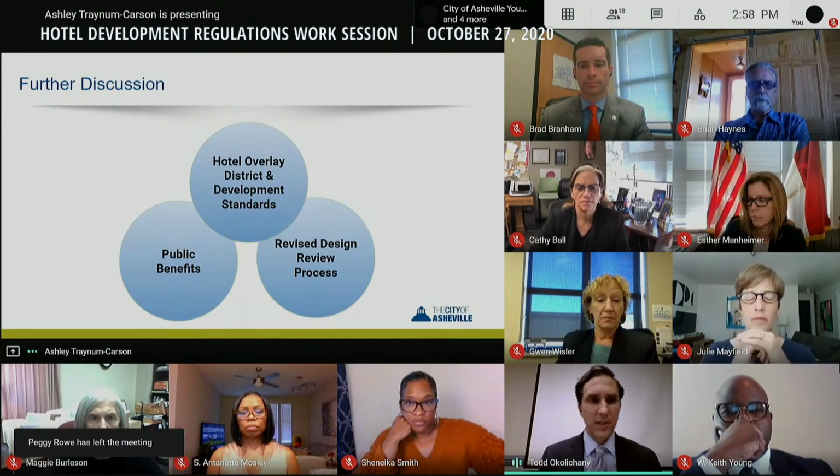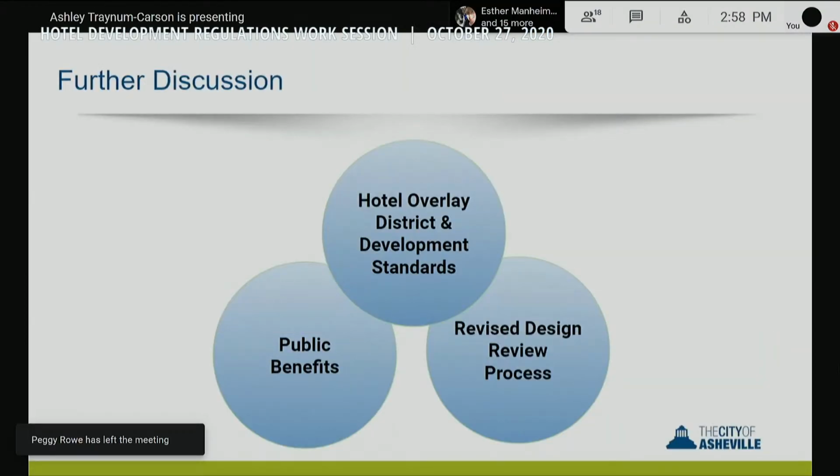Moving along in the presentation, I thought it would be helpful for us to have some further discussion about all these 3 major recommendations in their entirety, and to try to recap some of the comments, questions, and concerns that you all brought up at the last work session on October 13th. Next slide, please.